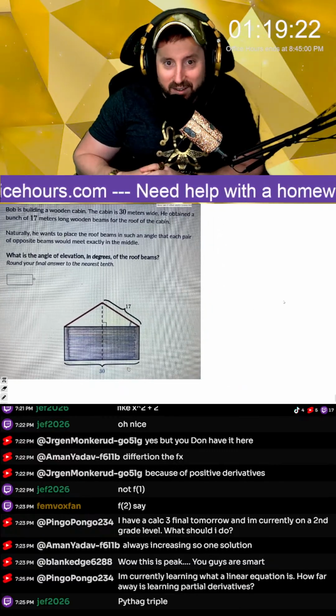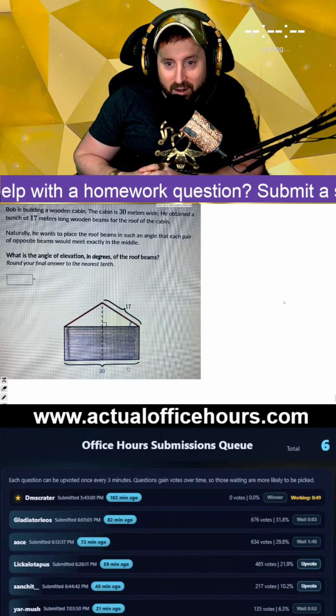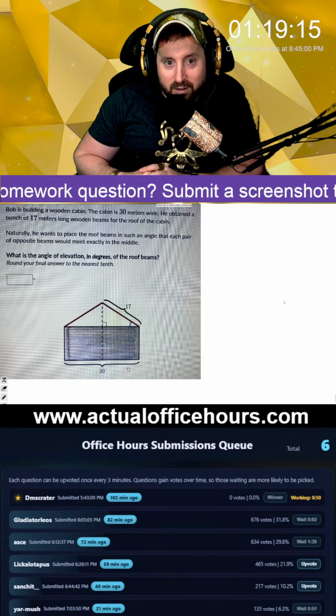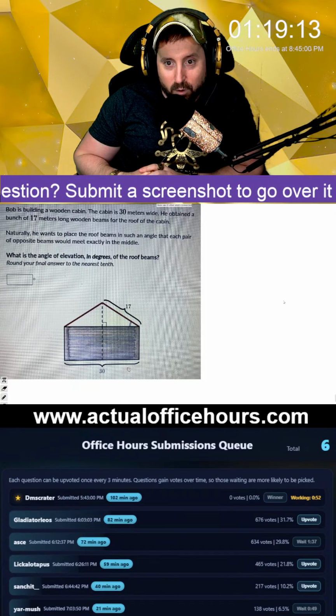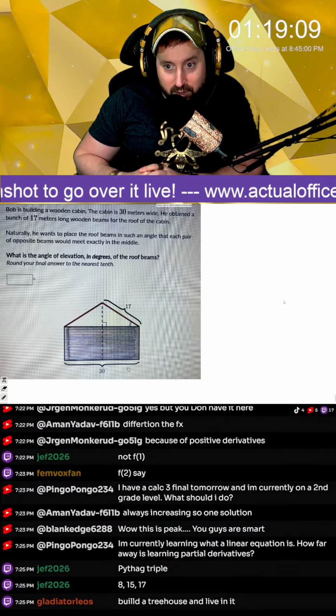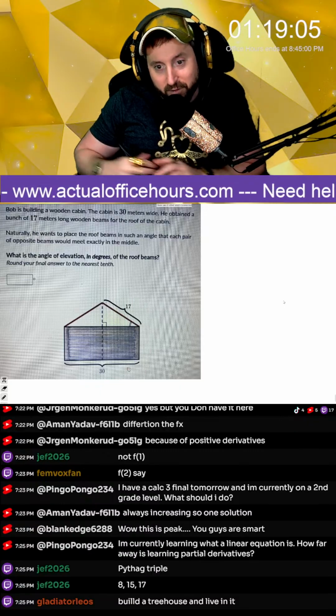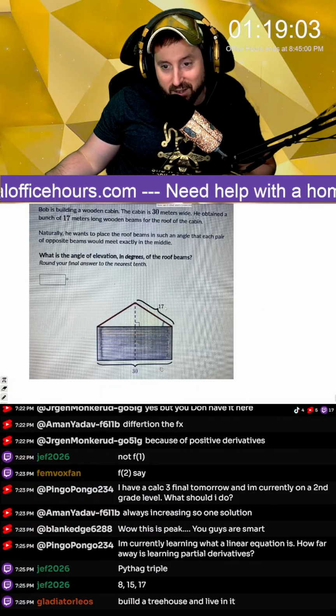Okay, let's see. Bob is building a wooden cabin. It's 30 wide. He obtained a bunch of 17-meter long wooden beams for the roof of the cabin. Naturally, he wants to place the roof beams at such an angle that each pair of opposite beams would meet exactly in the middle. What is the angle of elevation? Great. Yeah, this is actually pretty cool.